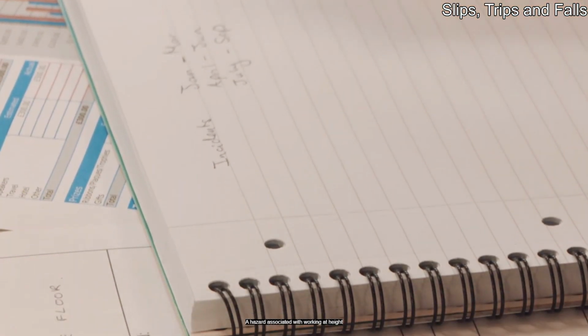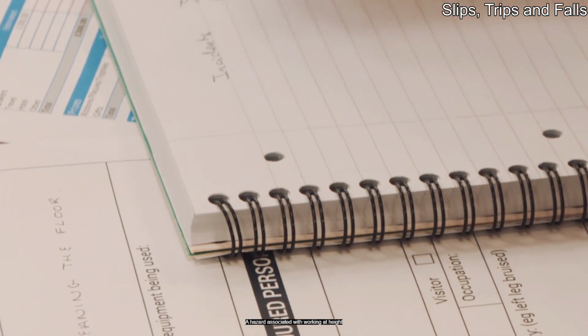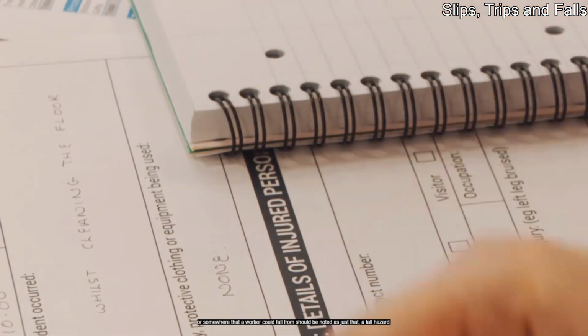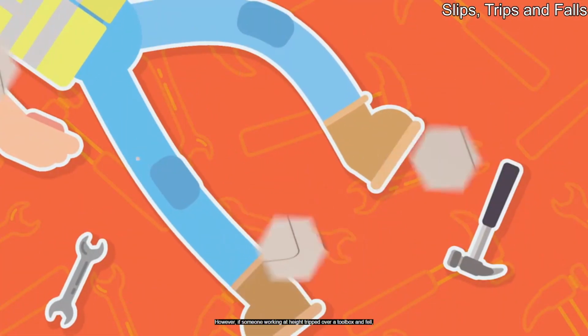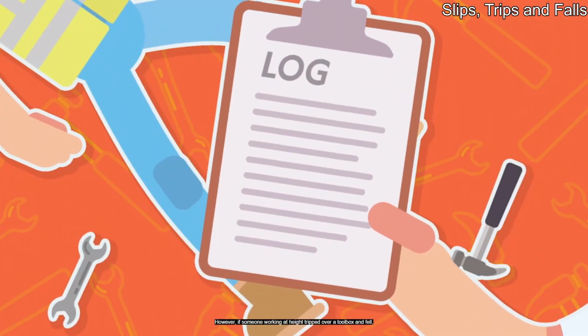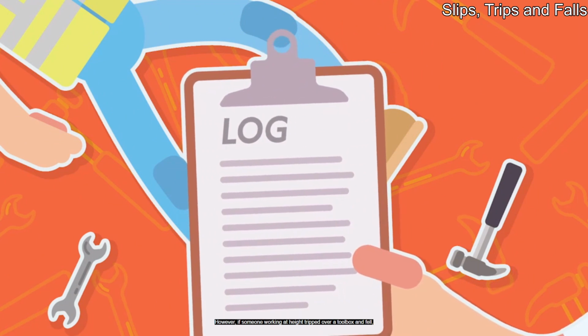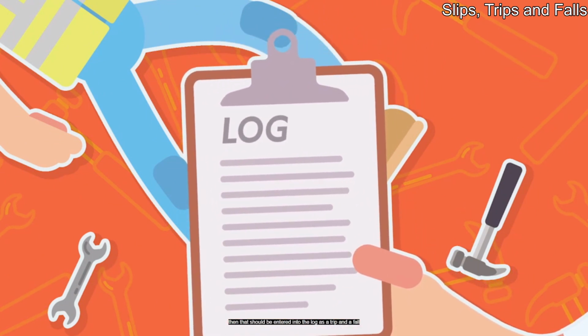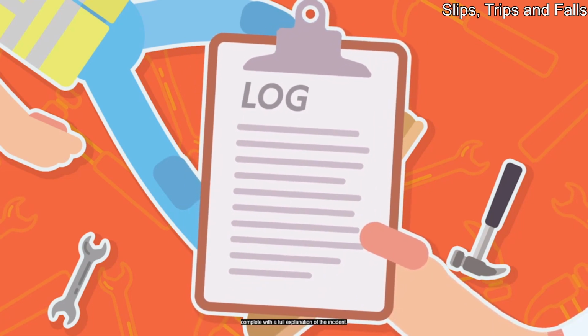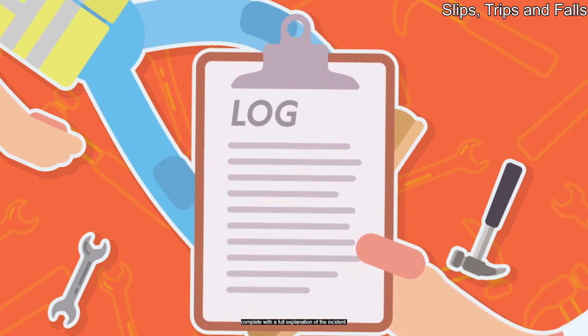A hazard associated with working at height or somewhere that a worker could fall from should be noted as just that, a fall hazard. However, if someone working at height tripped over a toolbox and fell, then that should be entered into the log as a trip and a fall, complete with a full explanation of the incident.